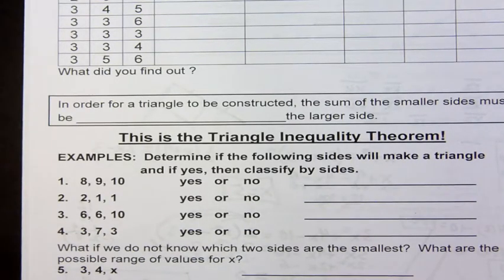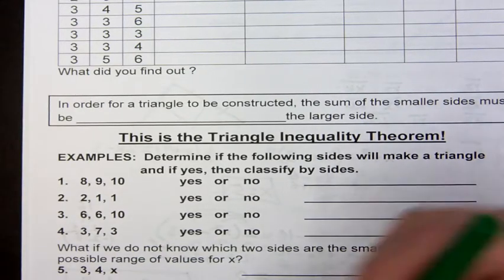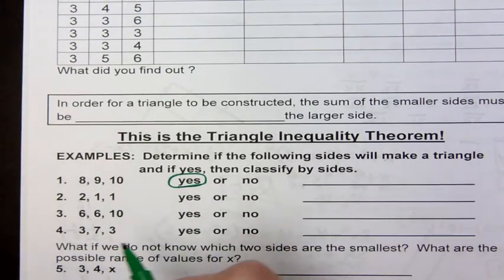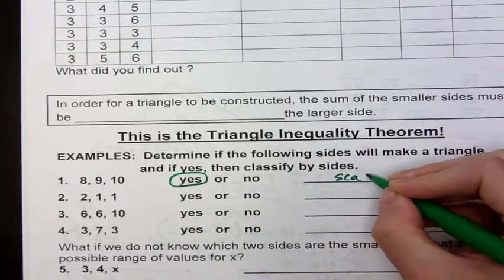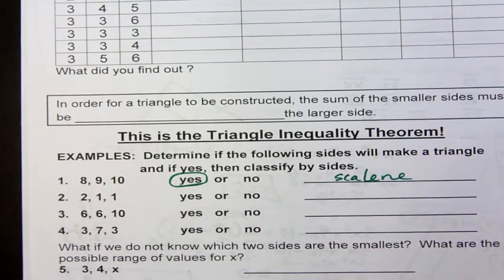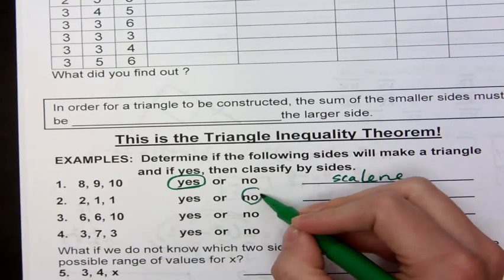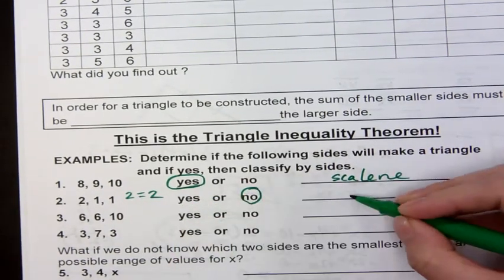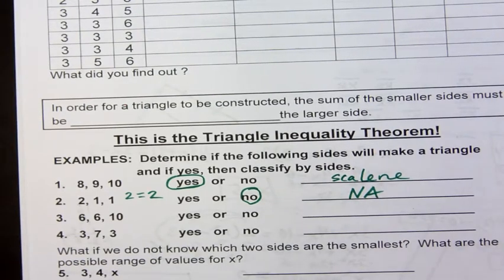Okay, Chase, what's the name of the first one? Yes, and what type of triangle? Scalene, because all the sides are different, right? Alright. You guys want to volunteer? I need to call on desk numbers. Alright, I'll let you volunteer for the next one. What do you say? No, because 2 equals 2. And then this is just NA, or you can cross it out.